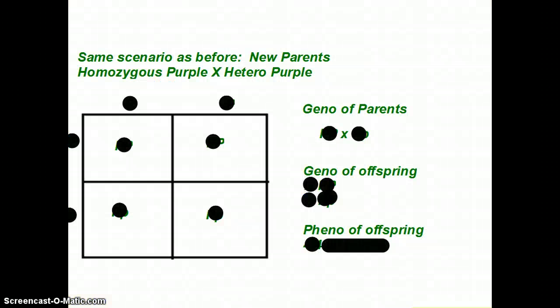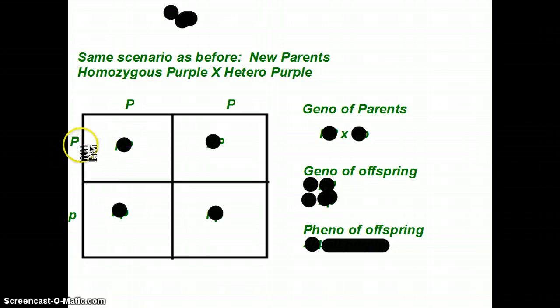Let's do one more. Same scenario. Dominant is purple, but I'm going to give you new parents. This time I'm going to give you a homozygous purple parent and a heterozygous purple. So the homozygous parent is the first choice. If they're purple, they're going to have two capital P's. Heterozygous purple, capital P, little p. Still purple because dominant always masks the recessive.